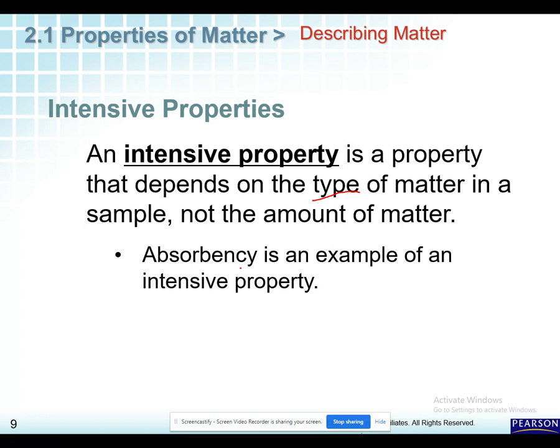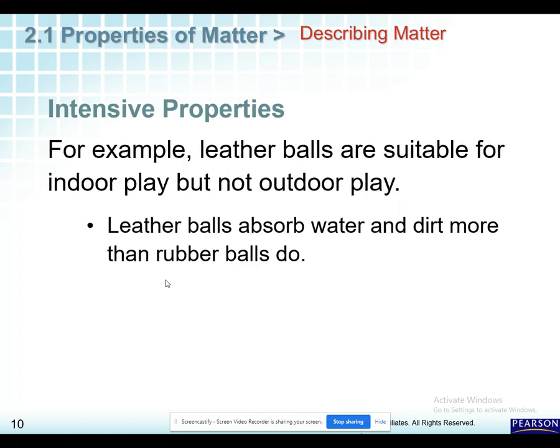So for example, a basketball's absorbency. Absorbency is basically how much water it can hold or particles it can take in.